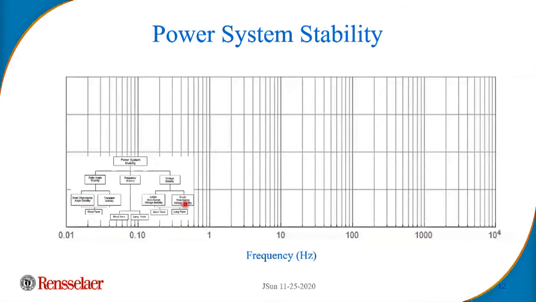Some of you might be familiar with this diagram that shows classification of different stability phenomena and all different aspects in the power system literature. I'm taking a different view. The diagram has basically frequency in the horizontal direction. And with that, I'd like to place the different control functions in this diagram to connect back to some of the challenges I identified before.